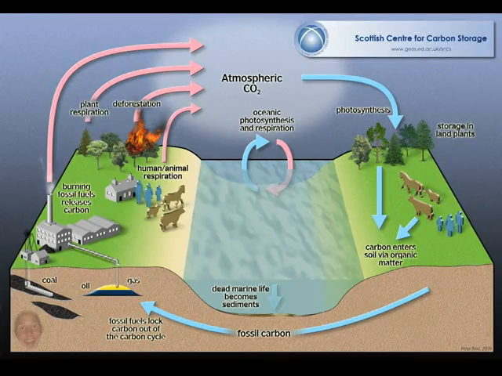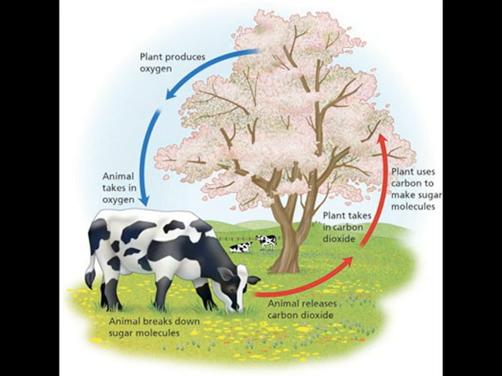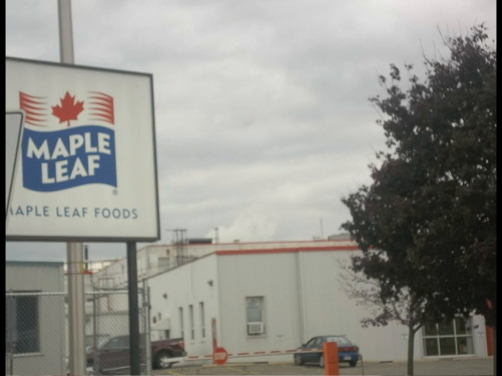The carbon cycle is photosynthesis and cellular respiration cycling. When we breathe out CO2, plants breathe it in and give us back oxygen, which we breathe in. Also, when we burn fossil fuels, we are putting more CO2 into the atmosphere. This is the carbon cycle.